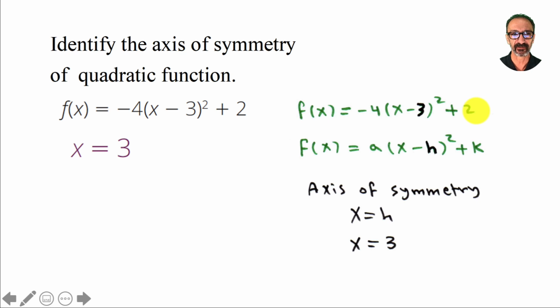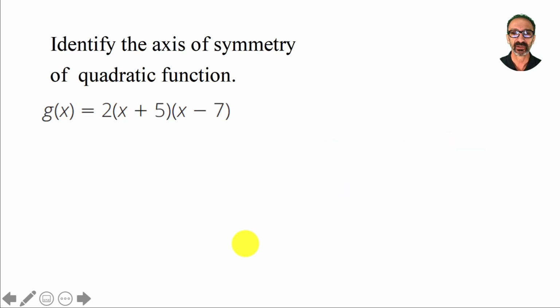If this is the function and you want to compare it to the vertex form, this is the h part, and this is 3 right after the minus sign. So x equals h, which is x equals 3, will be the axis of symmetry. Here is a factored form, and the axis of symmetry, one more time, is x equals 1.